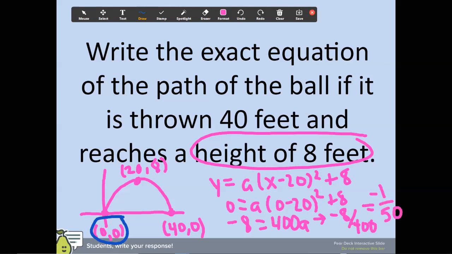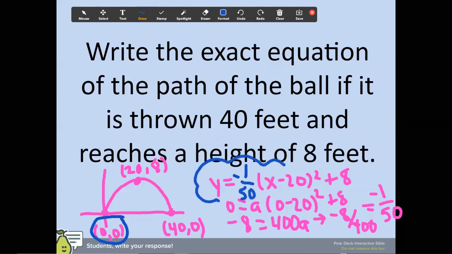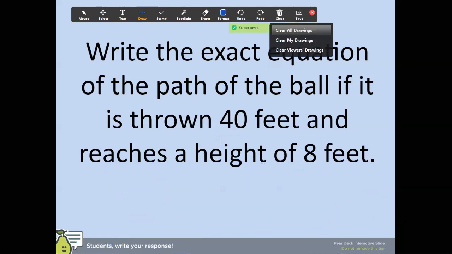So my equation, let me come over here, let me erase my a. And I'll put this in blue so you see what I'm doing. Let me get a pen. So negative 1/50. Okay, again, here, let me write that so my negative is not part of my fraction. And this is going to be my equation. Okay, next one.